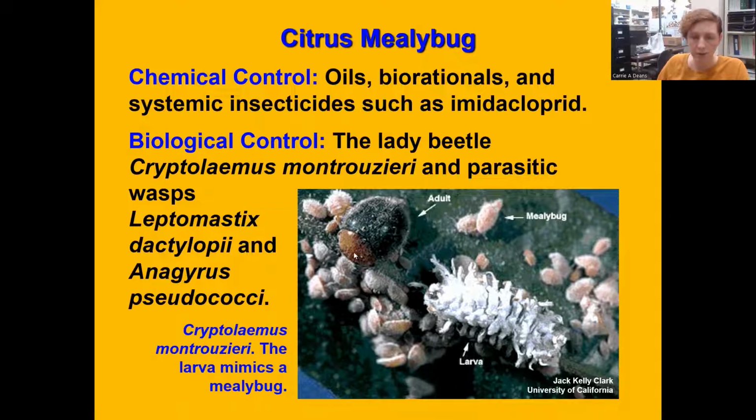This picture shows a particular beetle species here, as an adult. And interestingly, the larval stage of this beetle looks a lot like just a larger version of these citrus mealybugs. So that's pretty interesting. It's sort of a cryptic morphology.